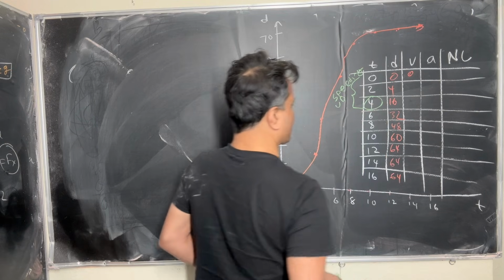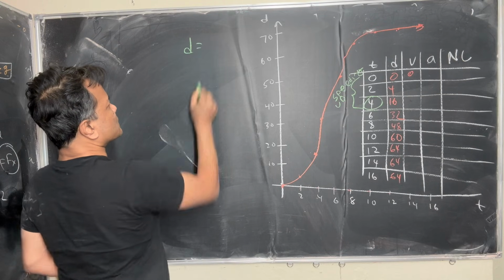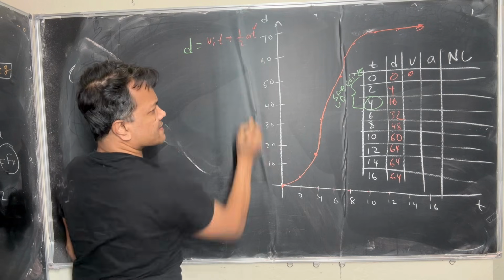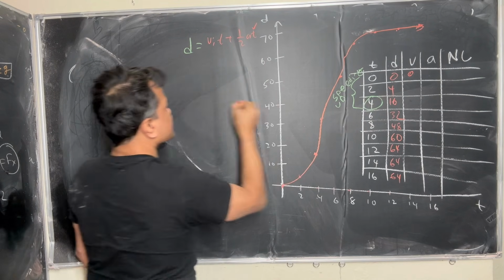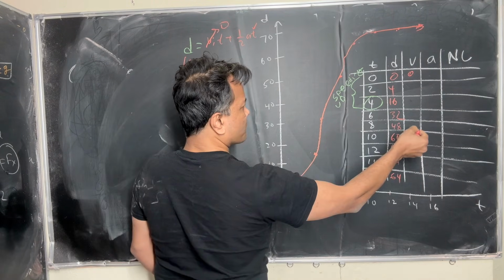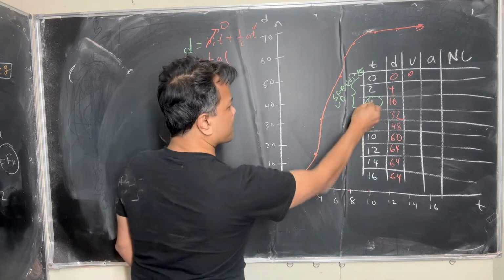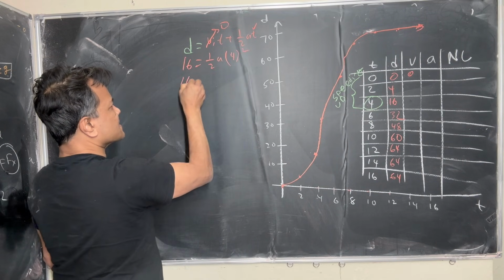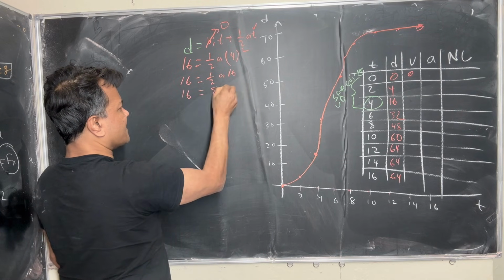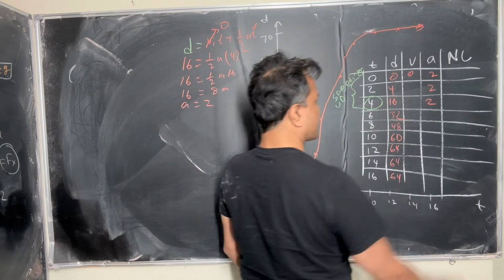Let's find the acceleration at 4. So d is equal to half a t squared, plus Vi t. At 4, d is 16. So 16 is equal to 0, Vi is 0, of course. Why is Vi 0? Because the initial velocity is 0. Half a, we are trying to find a, t at 4 is squared. So 16 is equal to half a 16. So 16 is equal to 8a. So a is equal to 2. So acceleration is 2 here, 2 here, 2 here.